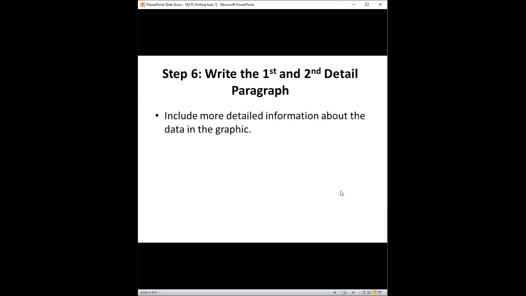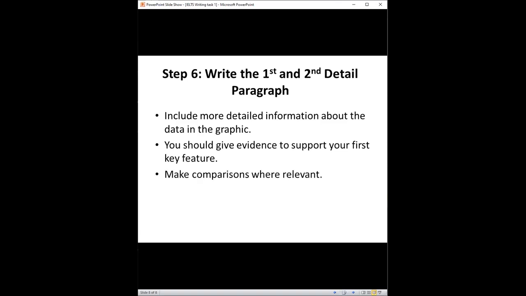And the last step, write the first and second detailed paragraphs. In the third paragraph, you should include more detailed information about the data in the graphics. You should give evidence to support your first key feature, and don't forget to make comparisons where relevant. And also in the final paragraph, you do the same thing for your second key feature.